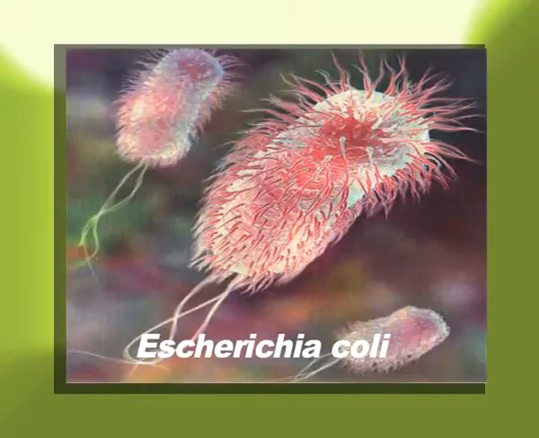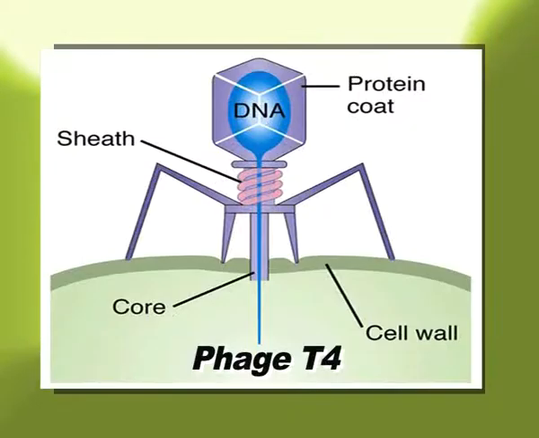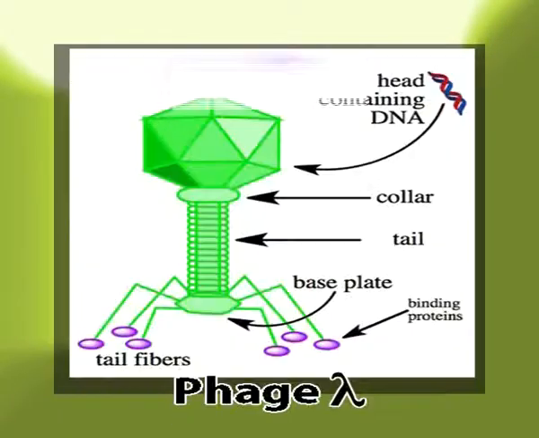Dear viewers, let us now take the phenotypic effects caused due to deletions in different organisms one by one. Deletions in prokaryotes. Deletions are found in prokaryotes as well. For example, E. coli, phage T4, phage lambda, etc.